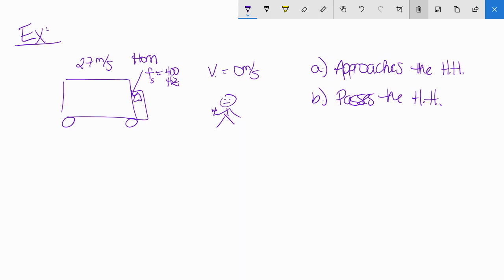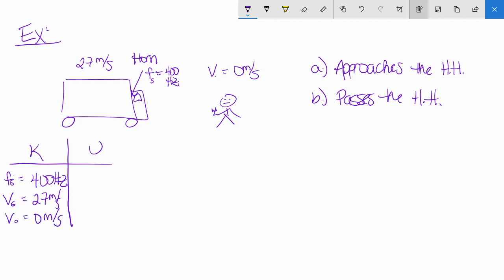Okay, so before I solve this problem, I want to write down my knowns and unknowns. There's lots of things to write. So I know the frequency of the source is 400 hertz. I know the velocity of the source is 27 meters per second. I know the velocity of the observer is 0 meters per second. I know the speed of sound is that 343 number. So I'm looking for the frequency of the observer. And there's two parts. So as it approaches, I know that number is going to be bigger, right? As it approaches, so as it's coming nearer, it's going to be bigger.